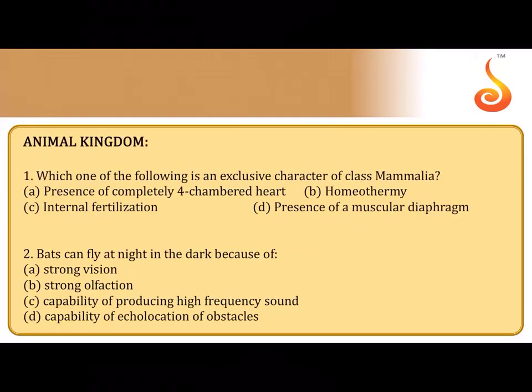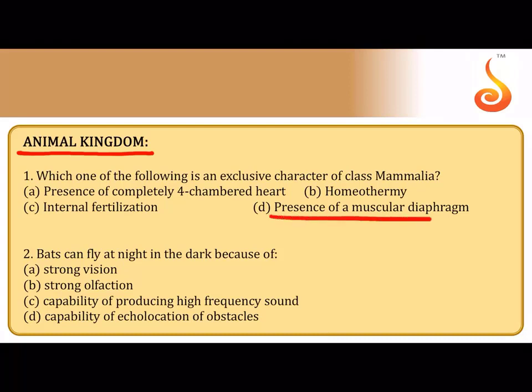Now moving on to the next chapter, that is animal kingdom. So question 1 is, which of the following is an exclusive character of Mammalia? Now exclusive means there shouldn't be any mammal which does not express this character. So we have presence of a muscular diaphragm, which divides the body cavity into thoracic and abdominal, is one of the features which is considered to be an exclusive feature of class Mammalia. Okay.